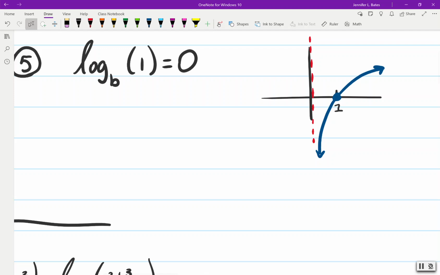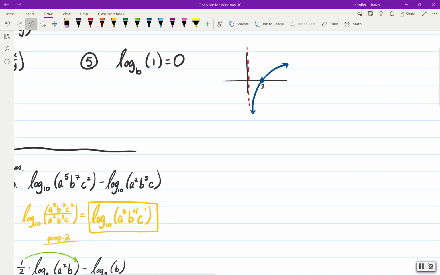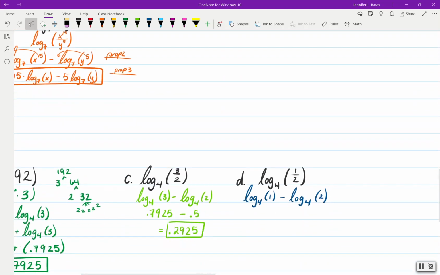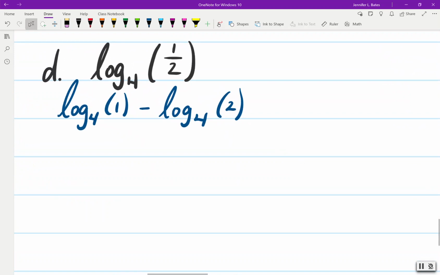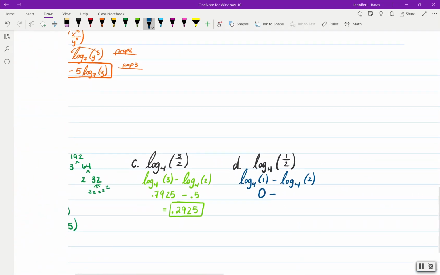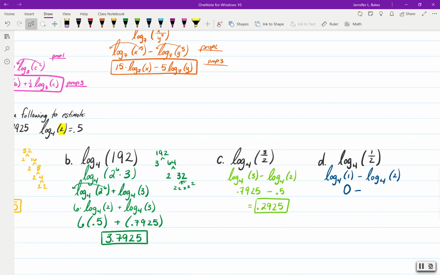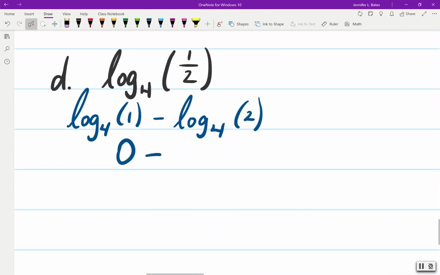Okay, so let's go take a look back at our problem. So if we scroll back down to our problem, I know that log base 4 of 1 automatically is 0. Then I'm just going to substitute that log base 4 of 2. They told us in the original problem, log base 4 of 2 is just 0.5. And I know 0 minus 0.5 is just negative 0.5.